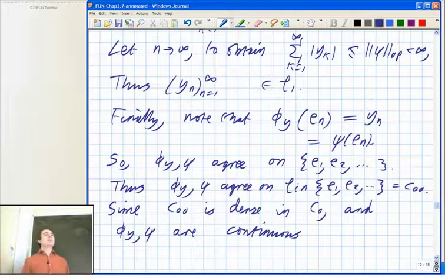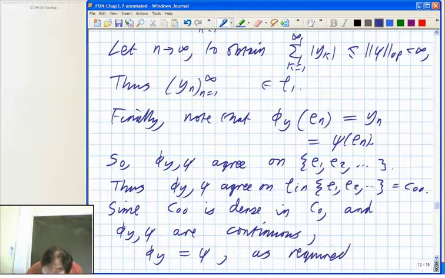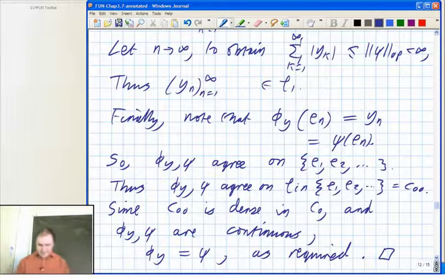When two continuous maps agree on a dense subspace, they must be equal. And we finished at last. Okay, I invite you to investigate making a more efficient proof.